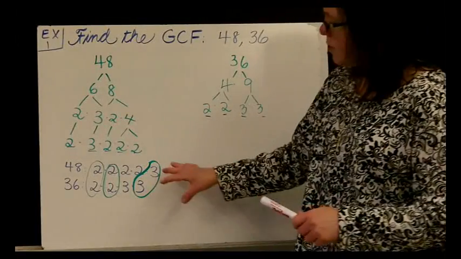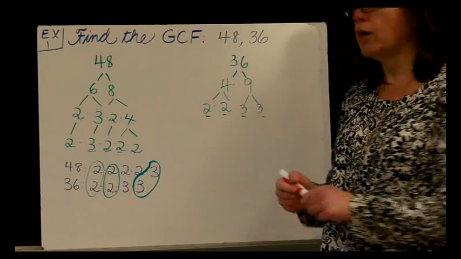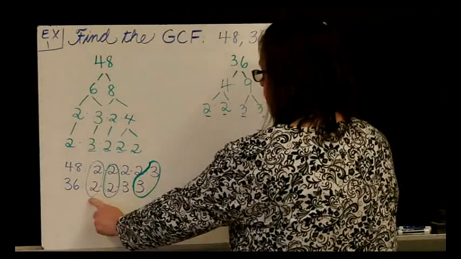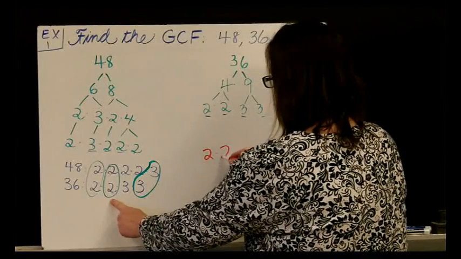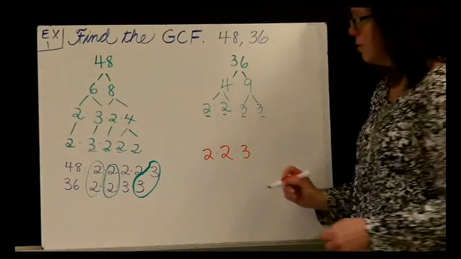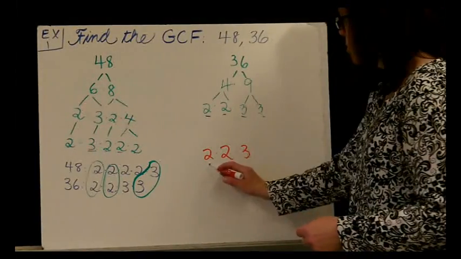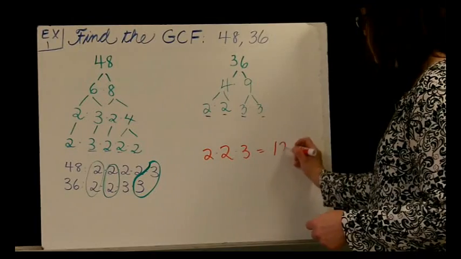Our next step is to make a multiplication expression using only the factors that are in common. So we'll take this 2 that we circled, multiply that by the next 2, and then by the 3. And our last step is to evaluate. 2 times 2 is 4. 4 times 3 is 12.